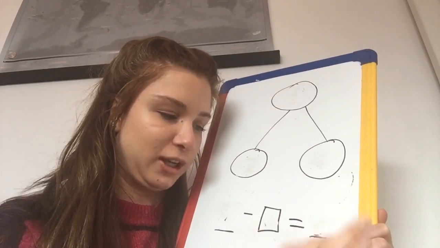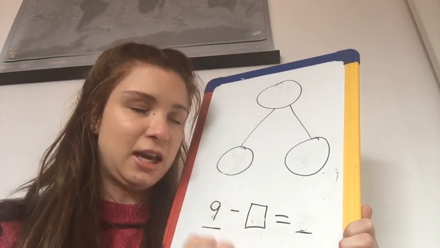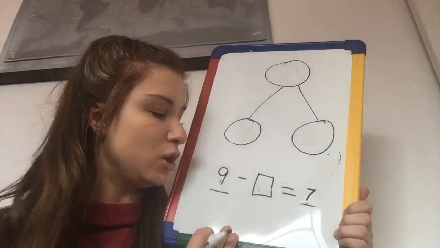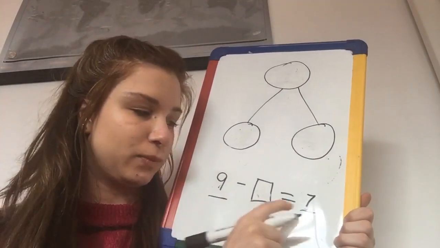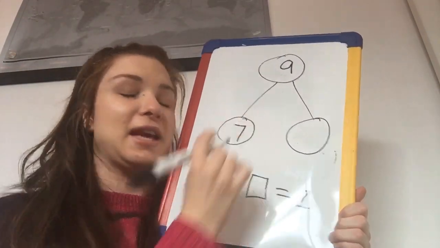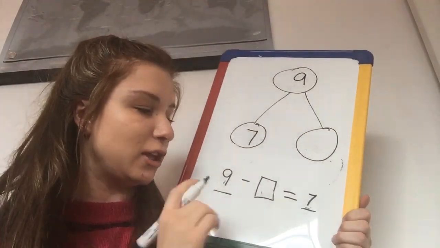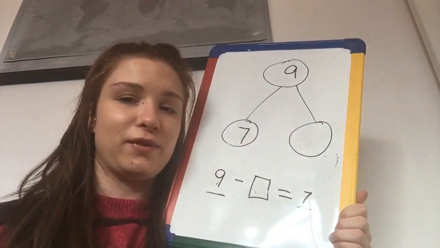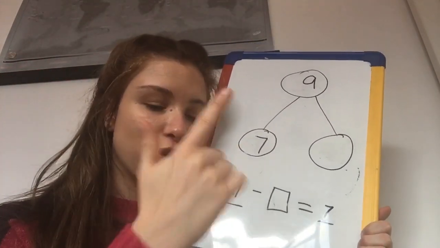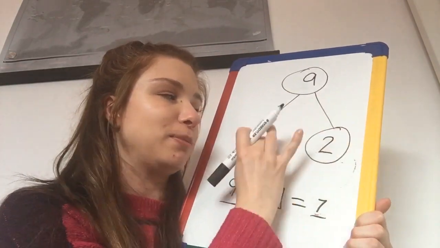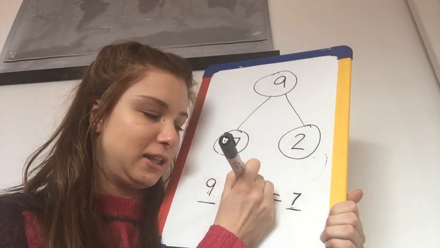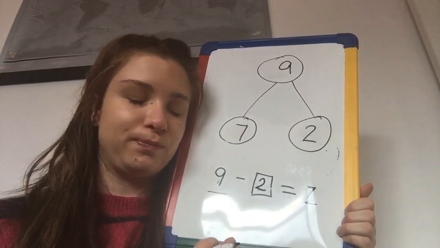So this time I'm going to have 9 take away something equals 7. So which is my big number? Good, it's my 9. So my 9 goes at the top. My 7 goes as a part. So let's start by counting from 9 to 7. So we're going to go 9, 8, 7. Got 2. Let's double check that by going from 7 to 9. We're going to go 7, 8, 9. Good. So my missing part is 2.